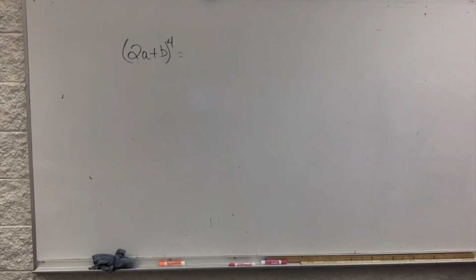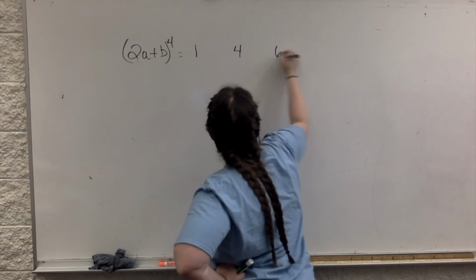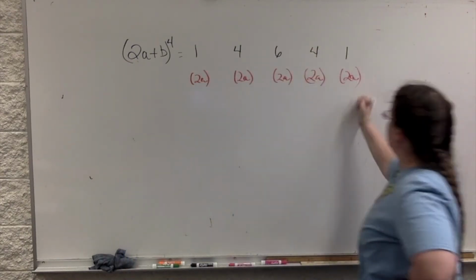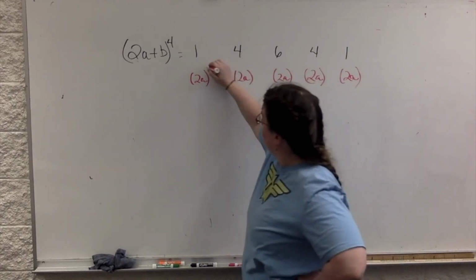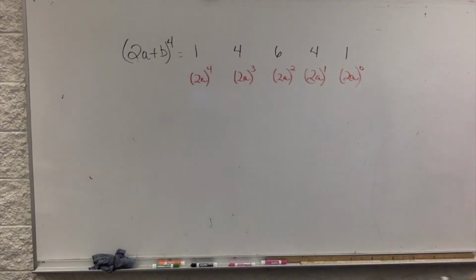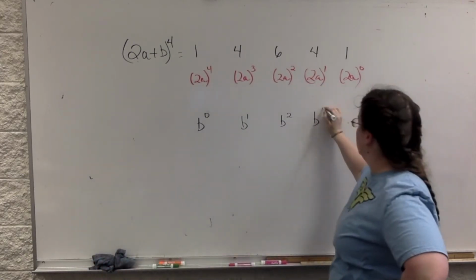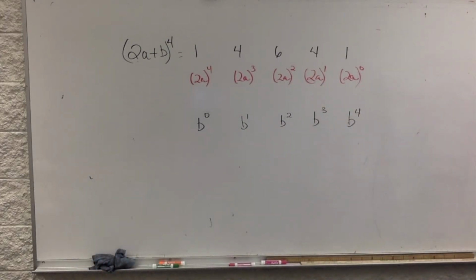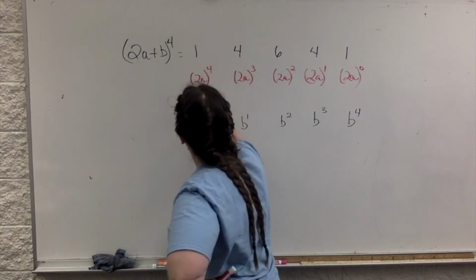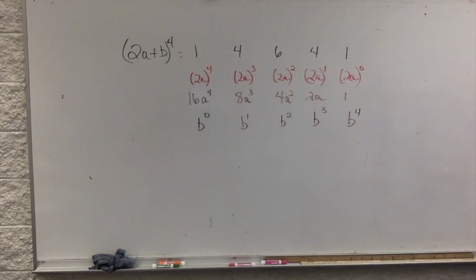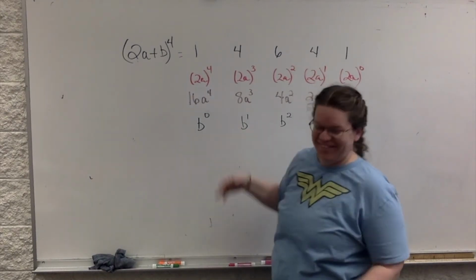So we do the same thing, but these are a little more complicated, so it helps to have it more spread out. It's to the power of 4, so we use the 4th row of Pascal's triangle. Then we have 2a, and that's to the power of 4, then 3, then 2, and so on. We do the same thing in reverse with b. And 2 to the 4th power is 16, 2 cubed is 8, 2 squared is 4, 2 to the 1st is 2, and anything to the power of 0 is 1.